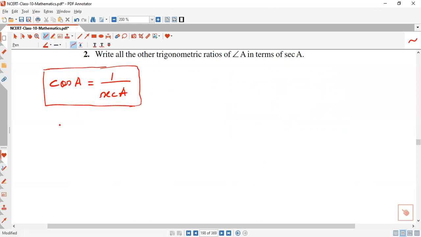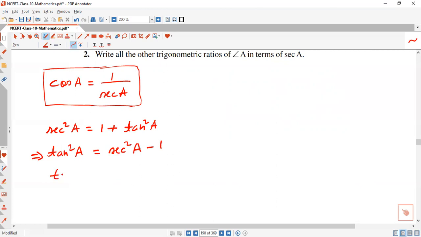And now what does tan A come out to be? We know sec square A equal to 1 plus tan square A. So tan square A equal to sec square A minus 1. Taking square root on both sides, tan A will be equal to under root sec square A minus 1. So this is tan A.